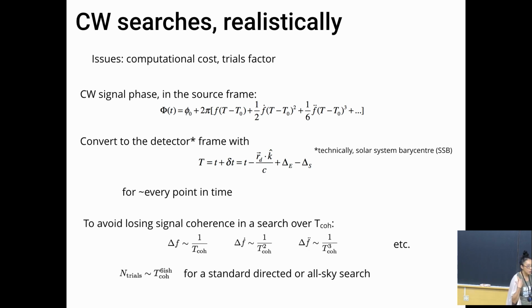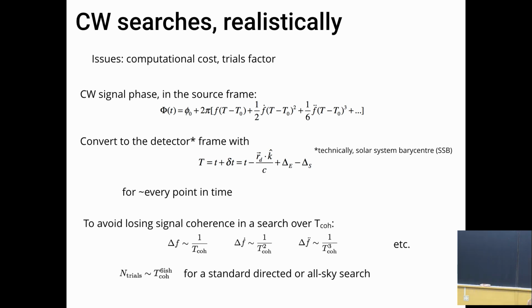But realistically, I was starting to talk a little bit about the issues when you're actually searching for CWs. Those are the detector issues. There are also fundamental issues with the search, and the issues are basically your computational cost and your trials factor. With the computational cost, the first line here is a Taylor expansion of the phase of the CW signal, so how it's rotating around in the source frame. It's just a Taylor expansion, where t is the time and t0 is the time at which you started searching. So t minus t0 is the entire time that you care about.